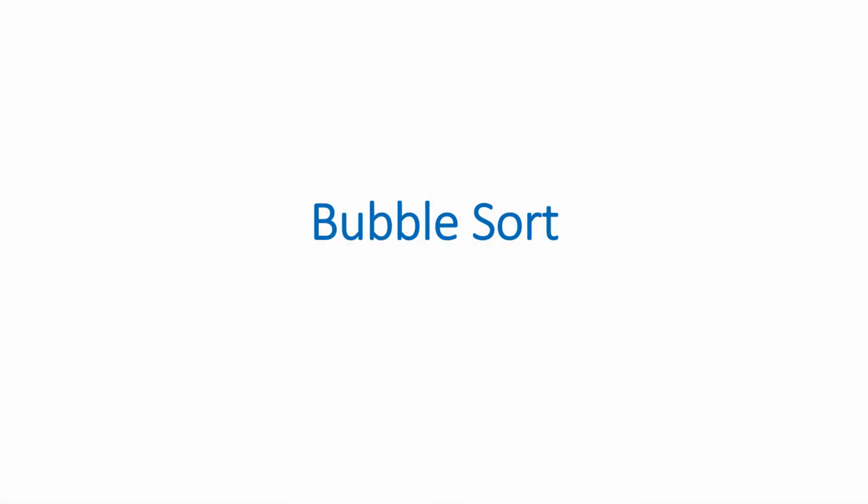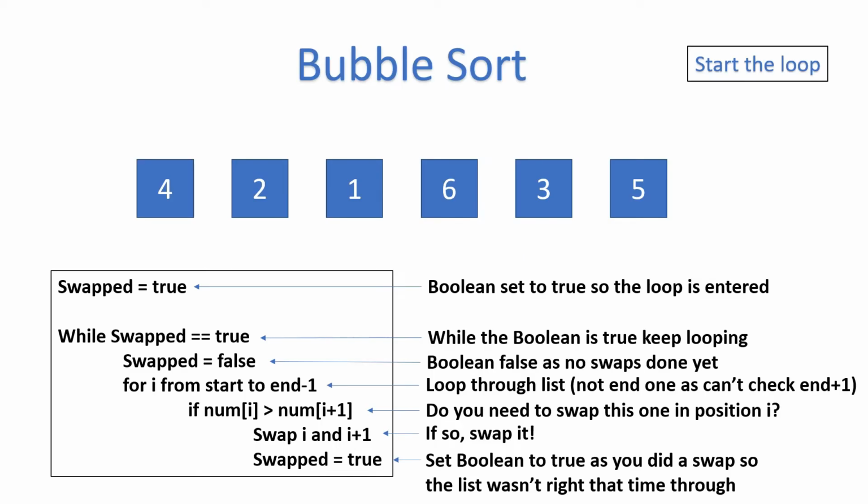We're going to start with a bubble sort. So if I've got my numbers 4, 2, 1, 6, 3, 5, I need to sort them into correct order. Now I've got an algorithm there for a bubble sort at the bottom.